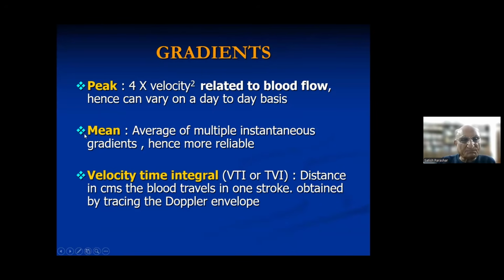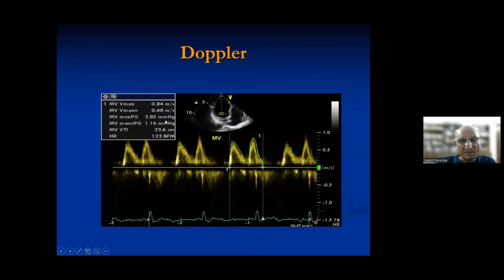But the mean is more important because it is the average of multiple gradients. When you average multiple gradients, they are more reliable also. So remember, these are the two gradients which you will hear about when we discuss the topic. And every time you planimeter a Doppler, you get a peak gradient, mean gradient, and other factors also.